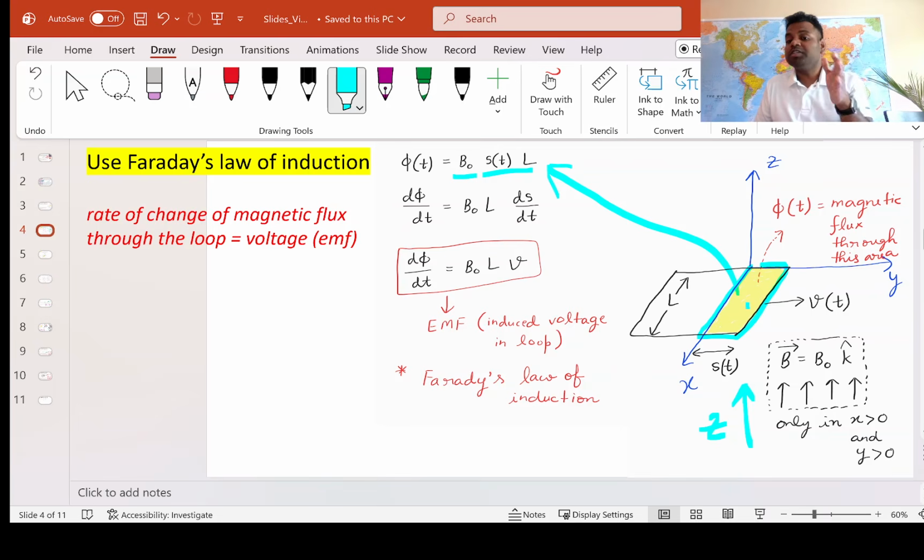And as the loop is entering the field, right, S will change, it will increase. So the rate of change of flux will give you the EMF, Faraday's law of induction, right? So d phi by dt will be B naught L V, because B naught and L are constant, and dS by dt, how fast this S is changing, is the speed of the loop.